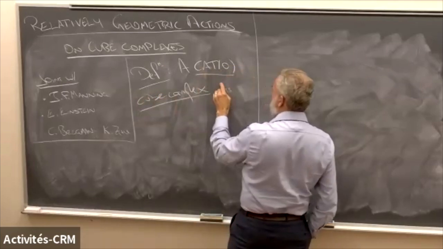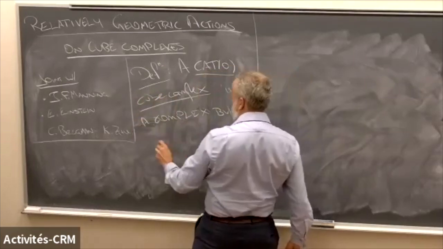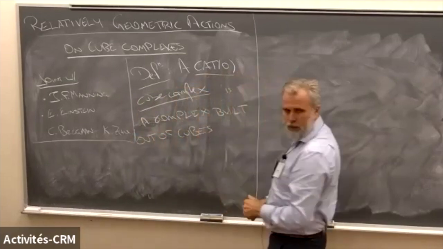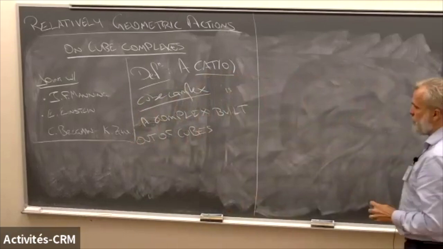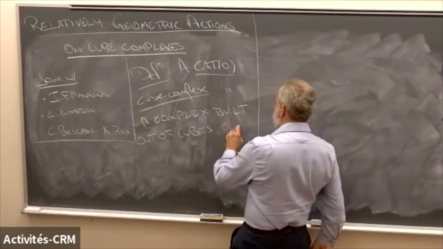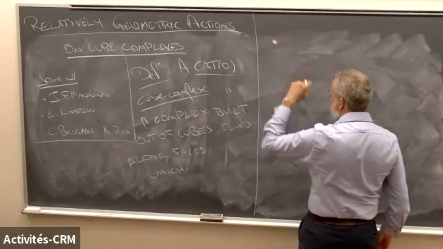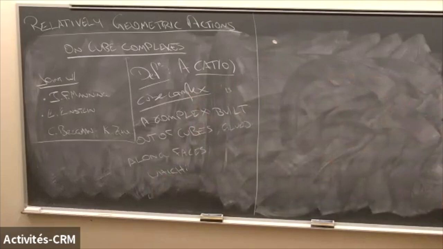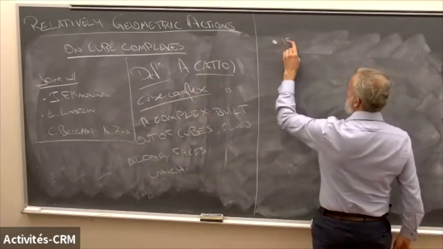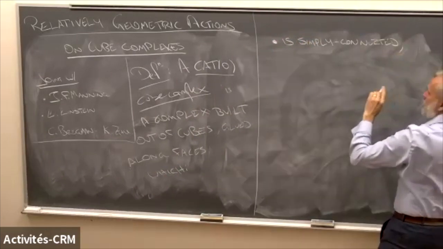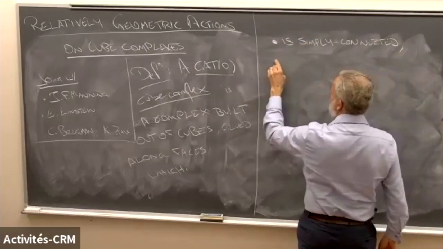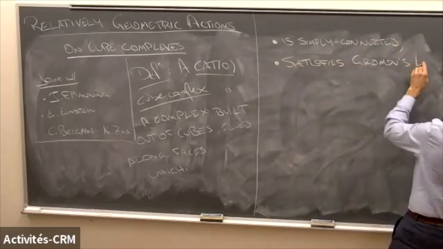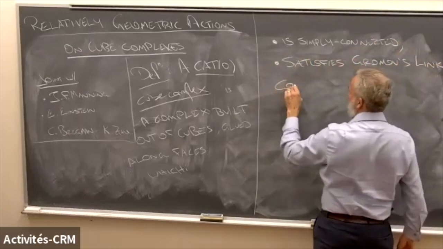A cat-0 cube complex is a complex built out of cubes of varying dimensions. They're all finite dimensional, but they don't have to be of the same dimension, glued along faces in the obvious way. So just take cubes and glue them together along linear isometries along faces. And then I would like it to be simply connected, so it's the universal cover of something rather than the quotient space. And it satisfies Gromov's link condition.